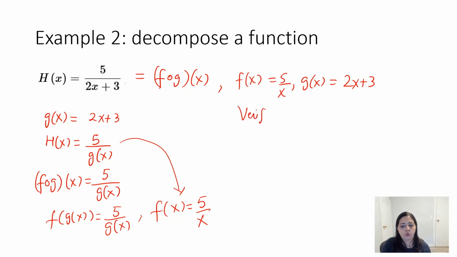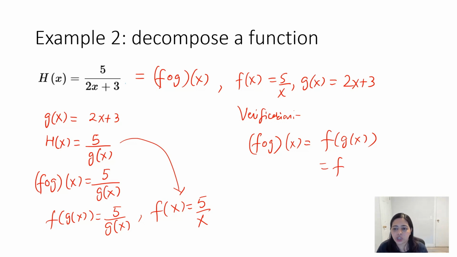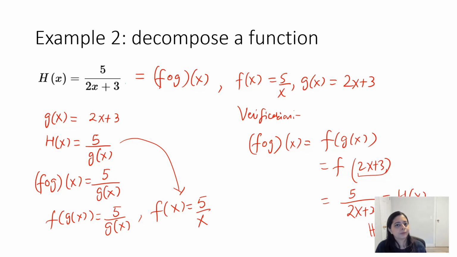Now if you want to do the verification, you can again compose f with g and see what you get. First use the definition of g, which is 2x plus 3, and then use the definition of f, which is 5 over x. Instead of x, it should be 2x plus 3, which is the same as h of x, and hence verified. So that's the process of decomposition.